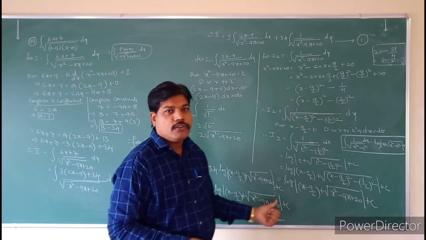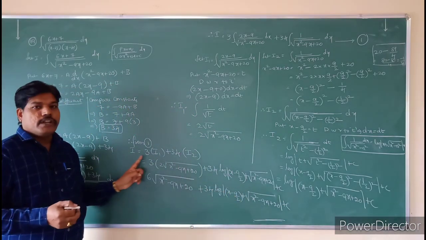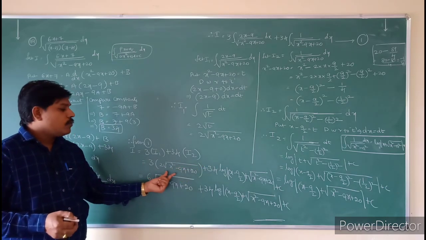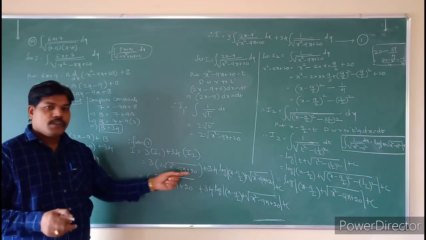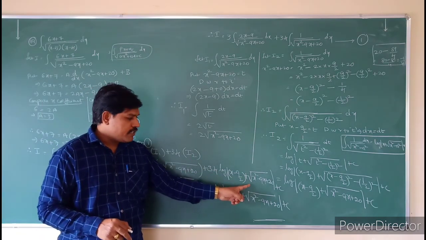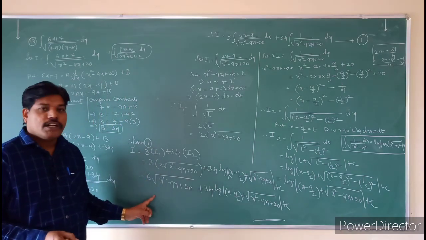After getting the I2 value, take the original problem. What is that? From 1, I is equal to 3 into I1 plus 34 into I2. 3 into I1 value, which is 2 into root of x square minus 9x plus 20, plus 34 into the I2 value, log of x minus 9 by 2 plus root of x square minus 9x plus 20. Just multiply that, you will get the answer.